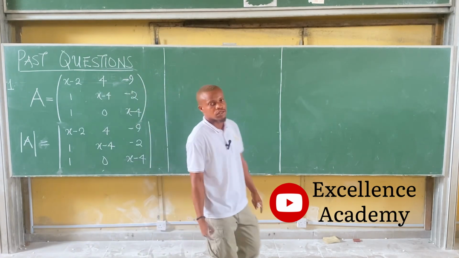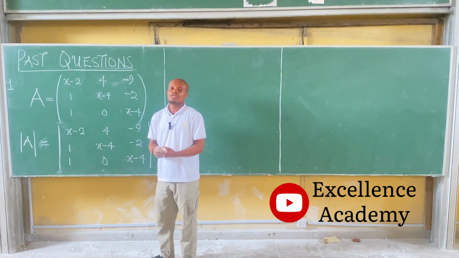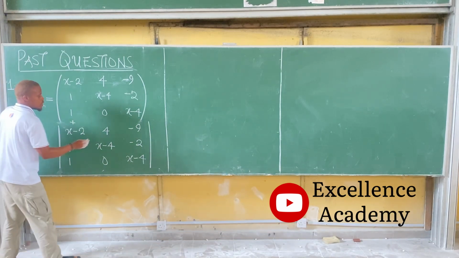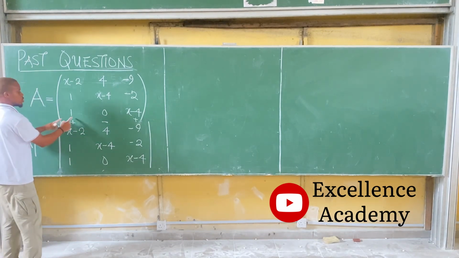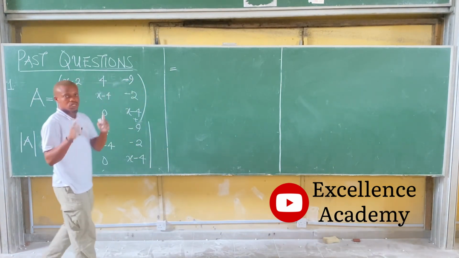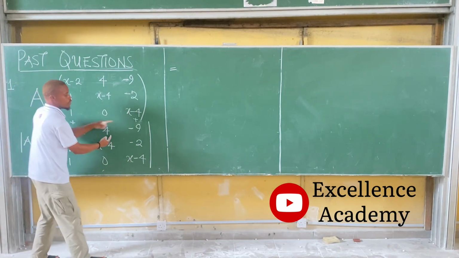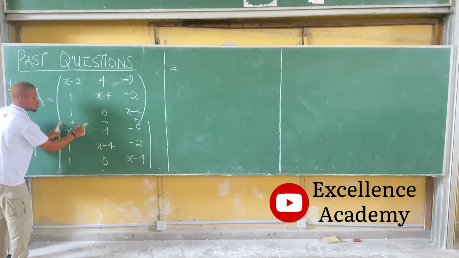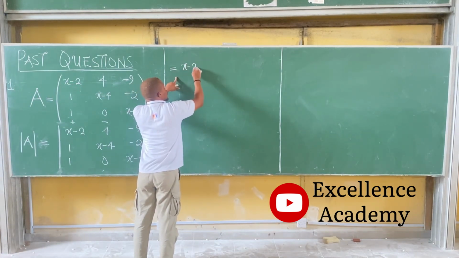How do we get the determinant for this? Remember, it is a 3 by 3 matrix. So in getting the determinant, there is a sign convention: positive, negative, and positive. So work with this sign convention. I'll pick on the first row, x minus 2, 4, and minus 9. I'll pick my first element there, which is x minus 2. I'm having a plus here, so I'll write plus x minus 2. Let's write it in a bracket.